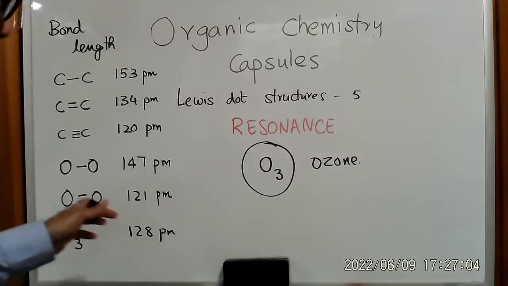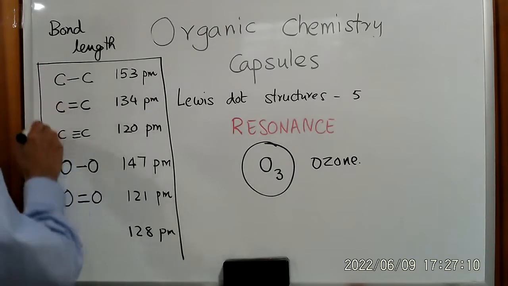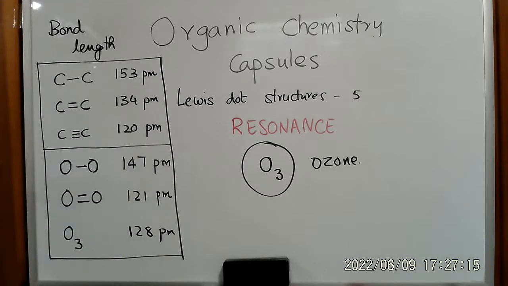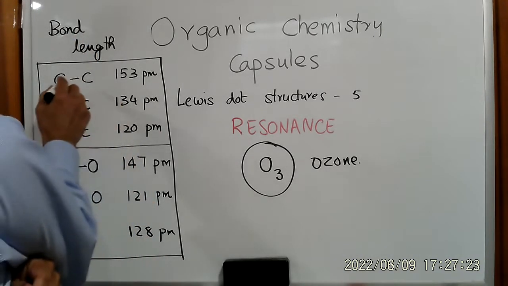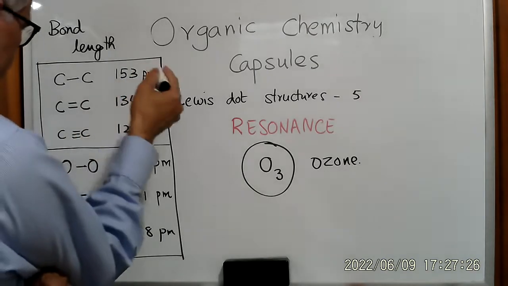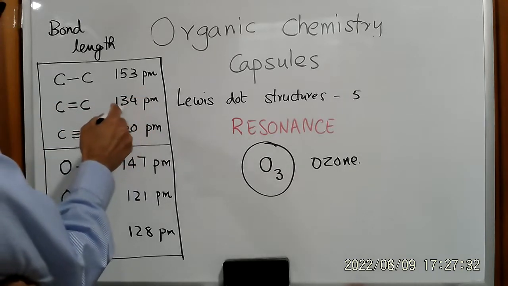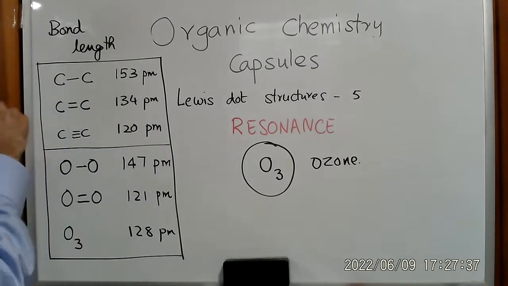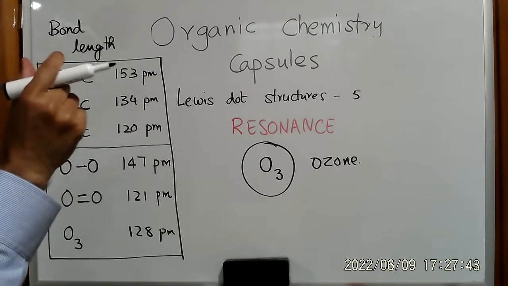Before we go there, I have some data here which we'll use later on. I just wanted to introduce you. We'll use the bottom portion, but I put the other numbers here too, because this is the bond length. The carbon-carbon bond length is measured experimentally: 153 picometers. C double bond C, 134 picometers. C triple bond C, 120 picometers. So what do you notice? As the number of bonds increases, the bond length decreases.